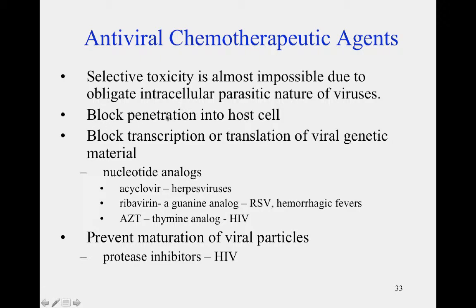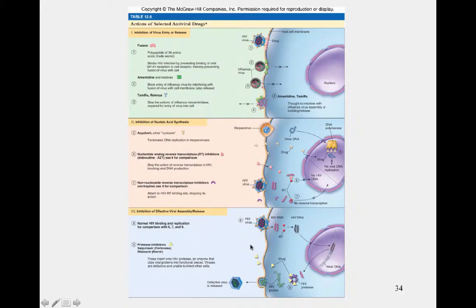So some will block penetration of the virus into the host cell. Others will block the synthesis stages. So they'll block transcription or translation of the nucleic acid. So there are some that work as those nucleotide analogs, the base substitutes, like a drug that can stop replication of herpes viruses, or even hemorrhagic fevers, which we don't have cures for, but it will at least halt the replication cycle. Or in the case of HIV, we have a thymine analog. Or some of these drugs will prevent the maturation of the complete viral particle itself.